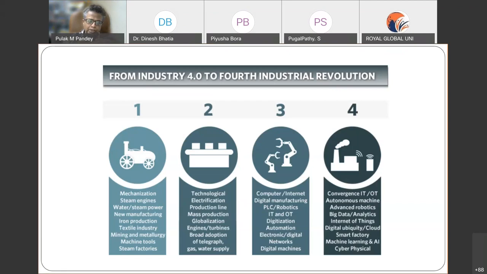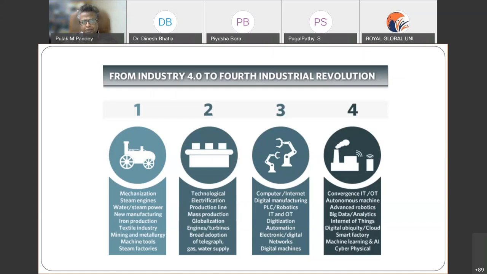So the invention of the steam engine, water or steam power, brought the first industrial revolution. The first industrial revolution also became possible because of steel production. Here it is written iron production, but it's iron alloy production basically. And of course the mining and metallurgy and many other things. So that was the first industrial revolution.